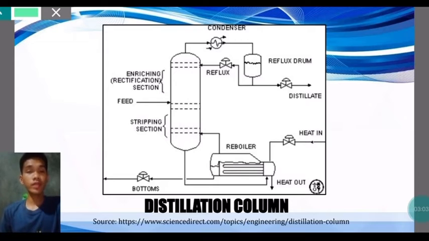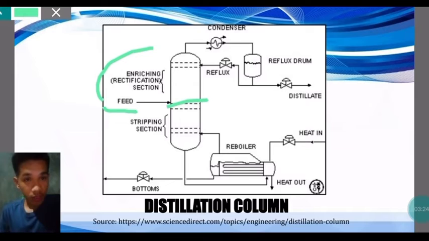The liquid mixture that is to be processed is known as the feed. And this is usually introduced somewhere near the middle of the column, here, on a tray known as the feed tray. The feed tray divides the column into a top, which is called enriching or rectification section, and a bottom, which is called stripping section.